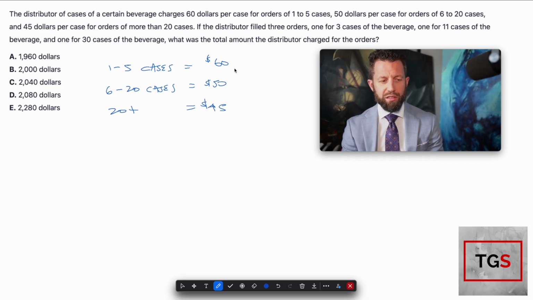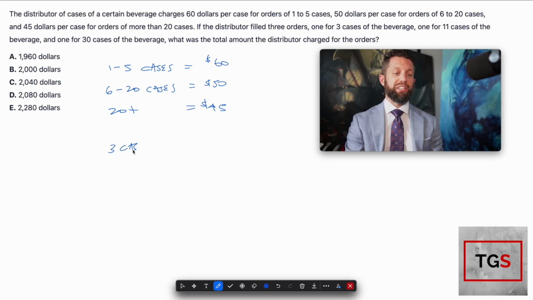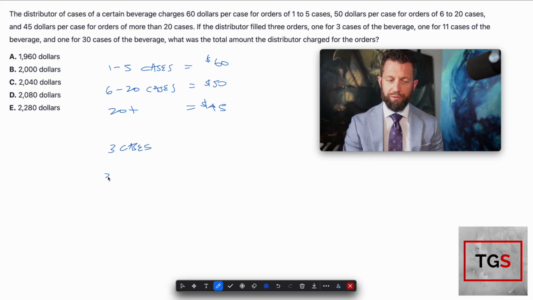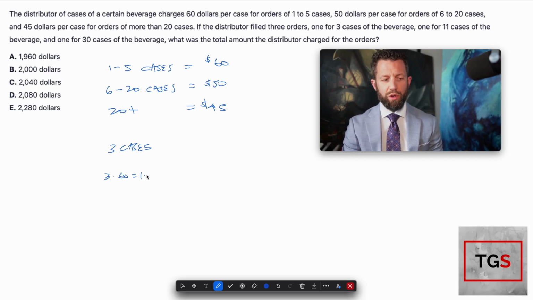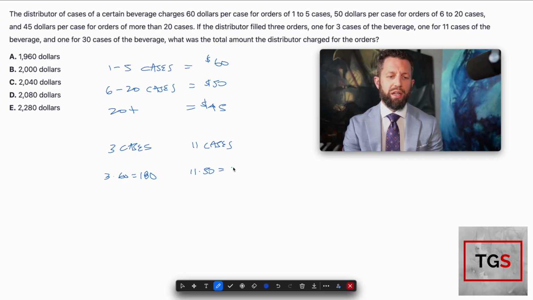3 cases is going to be 3 times $60 each for a total of $180. 11 cases is going to be 11 times $50 each for a total of $550. And 30 cases will be 30 times $45 each for a total of $1,350. Again, if you want help reskilling with long multiplication, please check out the Math Basics episode series below.